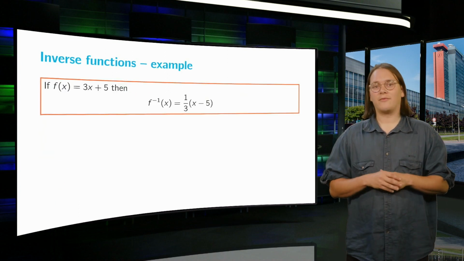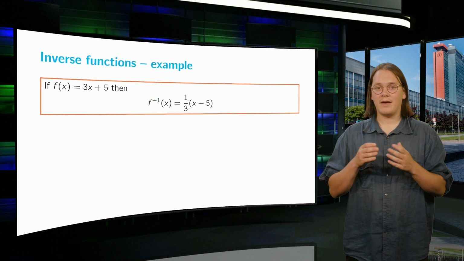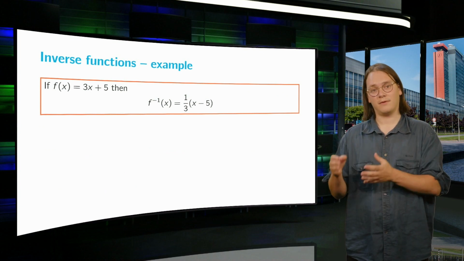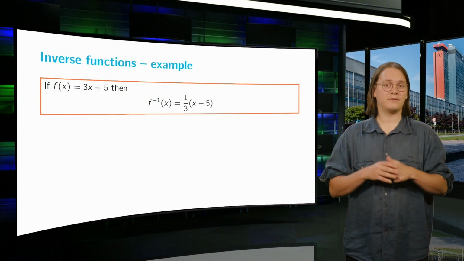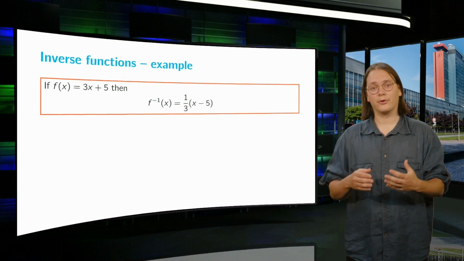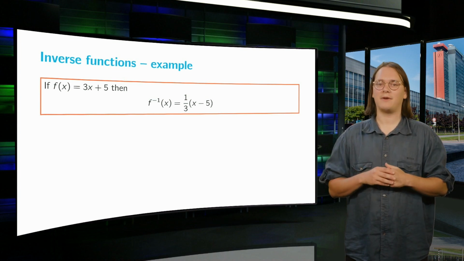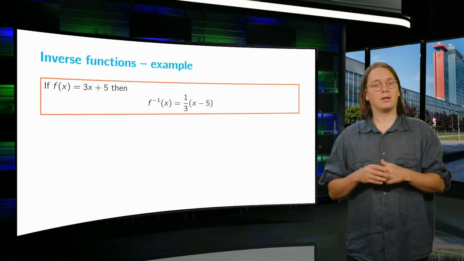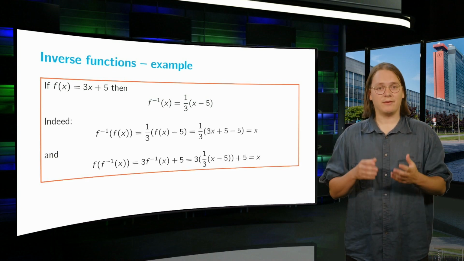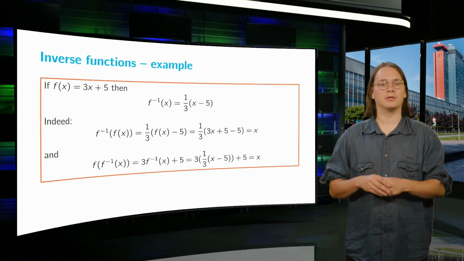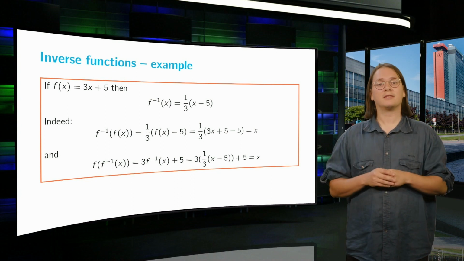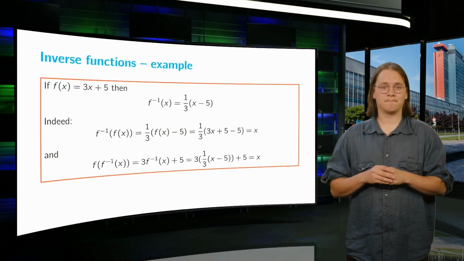For instance, if f is the function given by the formula f of x equals 3x plus 5, then f inverse is the function given by the formula 1/3 times the quantity x minus 5. Indeed, we may check that the composition f inverse then f and the composition f then f inverse satisfy the condition mentioned above.